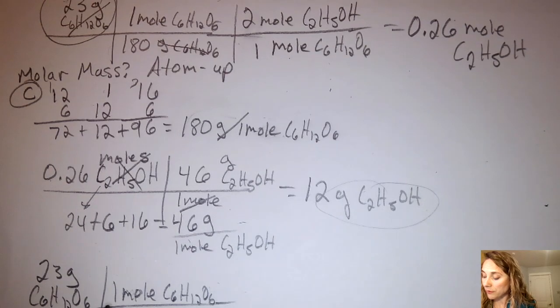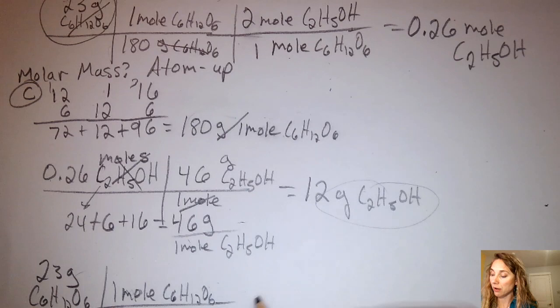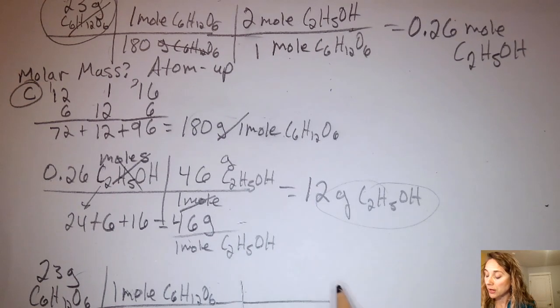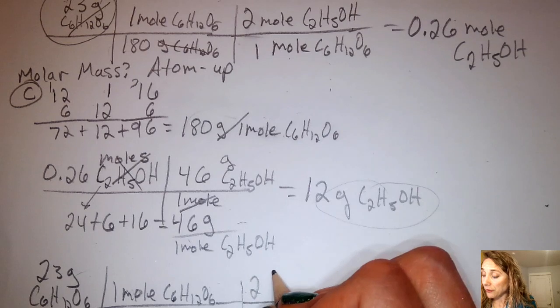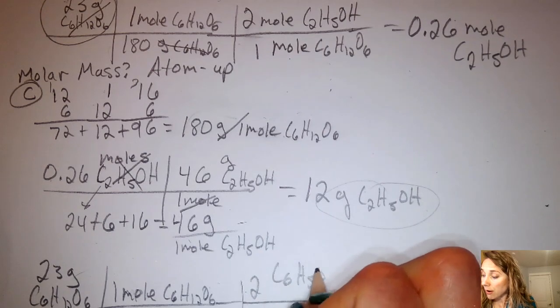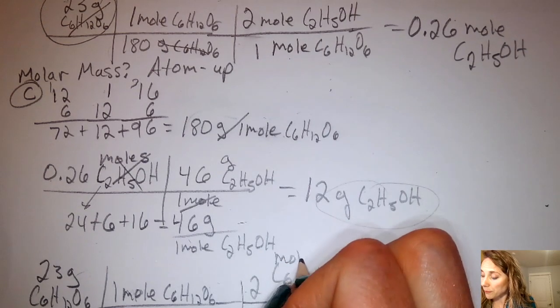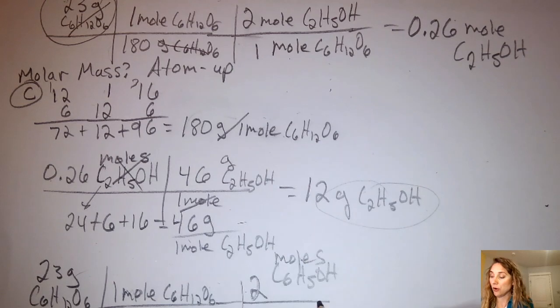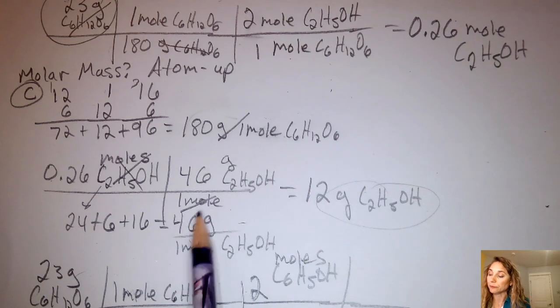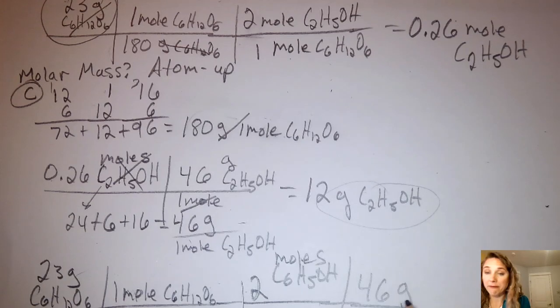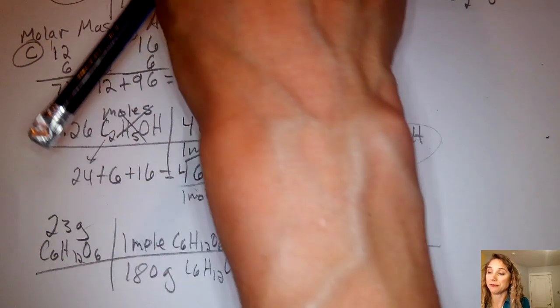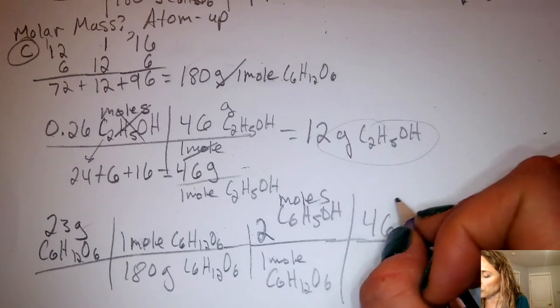Okay, so if we did this conversion, we went from grams of glucose to moles of glucose, and then we're going to go from moles of glucose with a molar ratio to moles of ethanol, and it's a 2-to-1 ratio, right? Oh, got to put moles. Got to remember where we're at, got to use the road map, and put your units down. So 46 grams of ethanol goes on top.